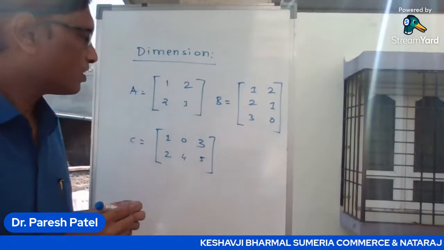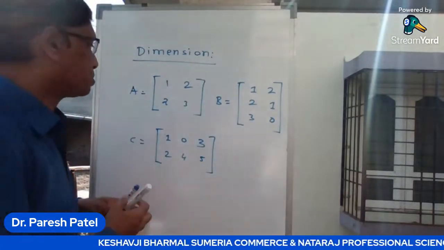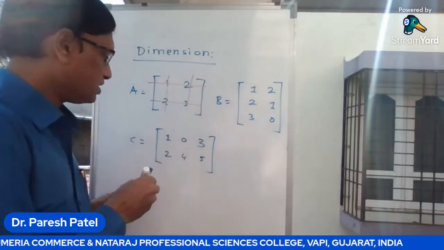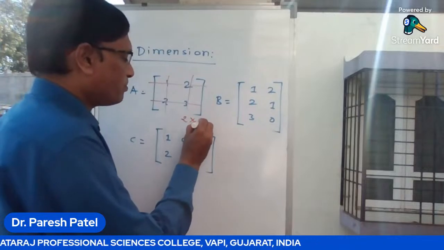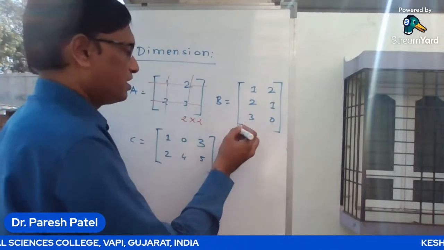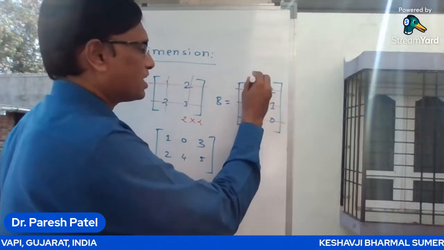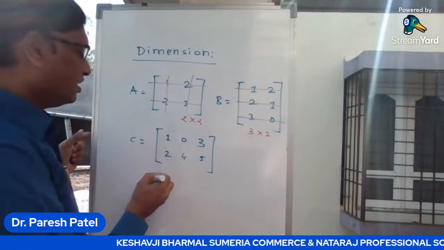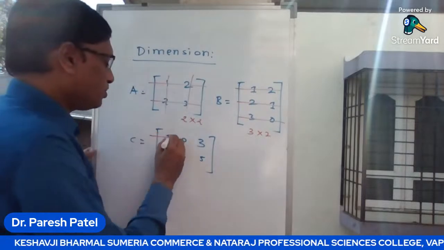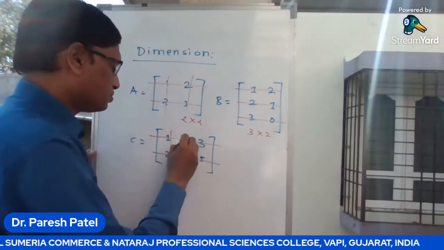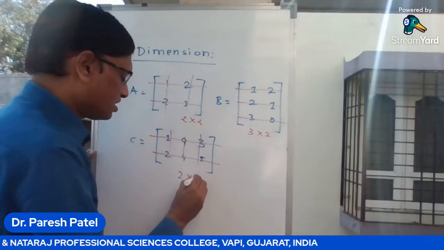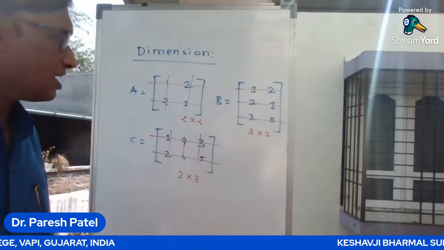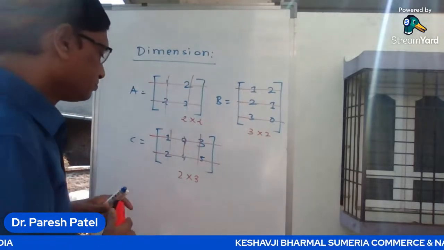So in matrix A, the number of rows is equal to 2, first row and second row, and the number of columns is also 2. So this matrix can be represented as a 2 by 2 matrix. In case of matrix B, there are 3 rows and 2 columns, so this matrix can be represented as a 3 by 2 matrix. Now matrix C, here the number of rows is equal to 2 and the number of columns is equal to 3. So this matrix can be represented as a 2 by 3 matrix. So the dimension of the matrix is represented as the number of rows and number of columns.